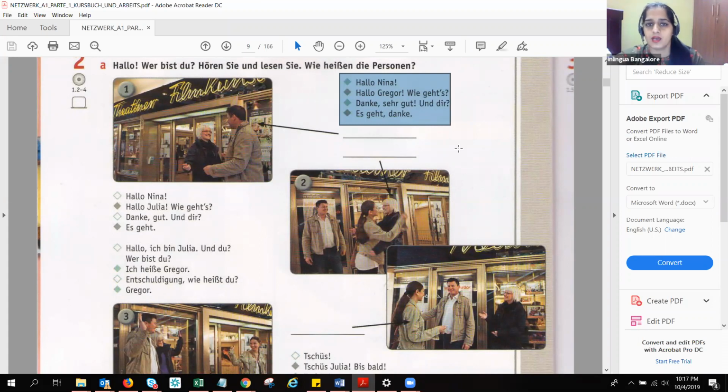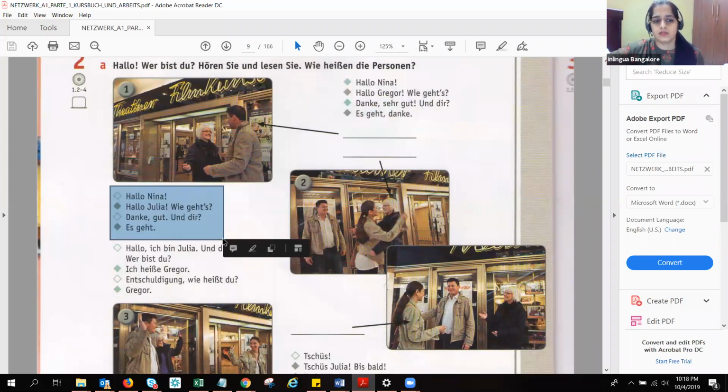It's very clear. Hallo, Nina. Like, we are saying hello, he's saying hello to Nina. Hallo, Gregor. Wie geht's? How are you? Danke. Thank you. Sehr gut is very good. Sehr is very. Und dir, and you. Es geht. Danke. Es geht is like it goes. It goes well. Thank you. Okay. So next is the same one.